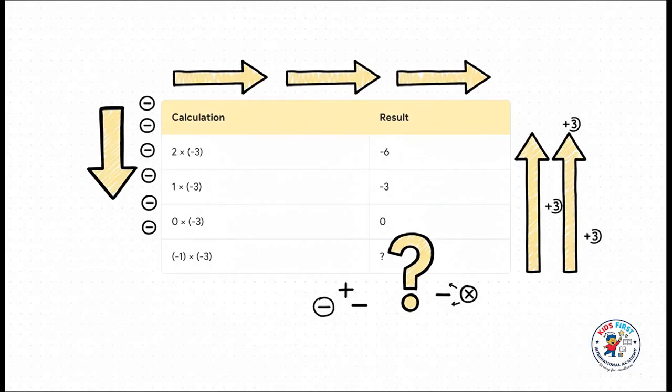Okay, look closely at this. We're keeping the times -3 part the same, but on the left, we're just going to walk the first number down by 1 each time. 2, 1, 0. Now, watch what happens to the result on the right. To get from -6 to -3, what did we do? We added 3. To get from -3 to 0, we added 3 again. See the pattern? It's a steady climb, adding 3 every single step.